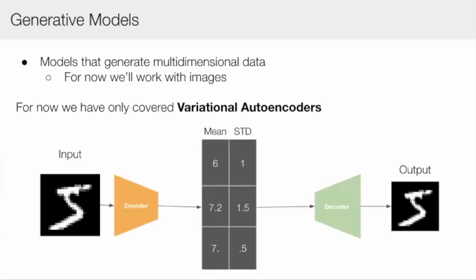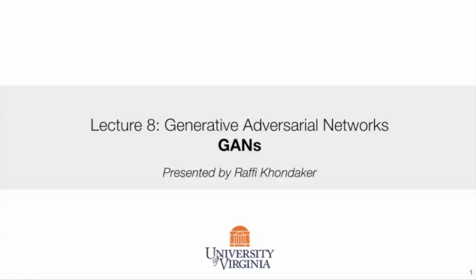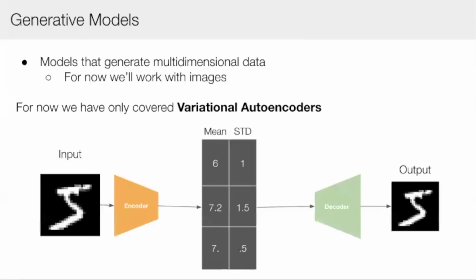Let's get started. So today we're covering generative adversarial networks, abbreviated as GANs, G-A-N-S, or G-A-N. Add the S at the end. Okay, so far the only generative model we've covered are variational autoencoders. Again, autoencoders themselves are not inherently generative, right?